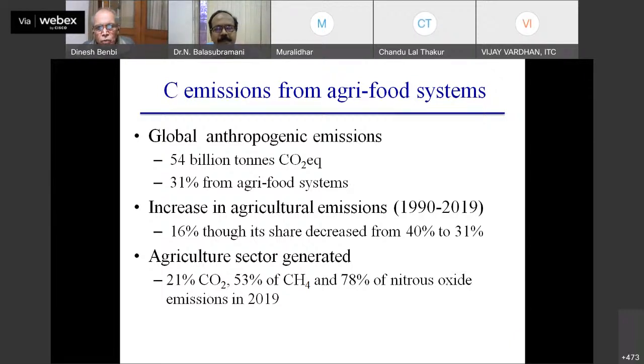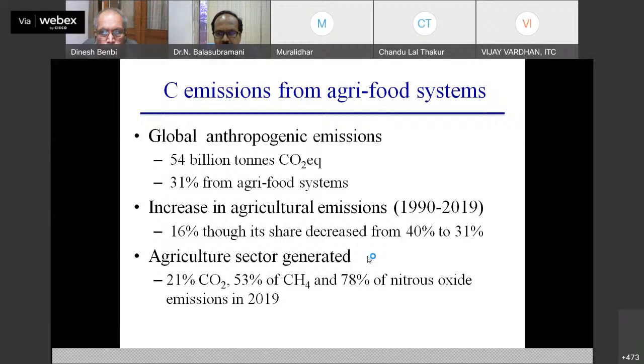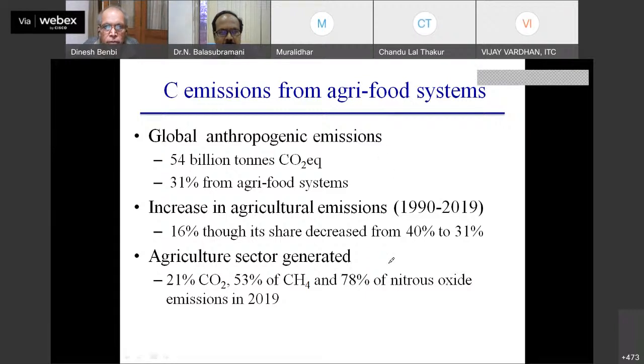So what I was saying is that almost a third of the emissions are coming from pre- and post-production systems. I don't know what is coming up right now. Anyhow, I said CO2 equivalent. When you look at this, about 21% is CO2 emissions, 53% is methane, and about 78% is oxides of nitrogen. Why do I want to give these numbers?